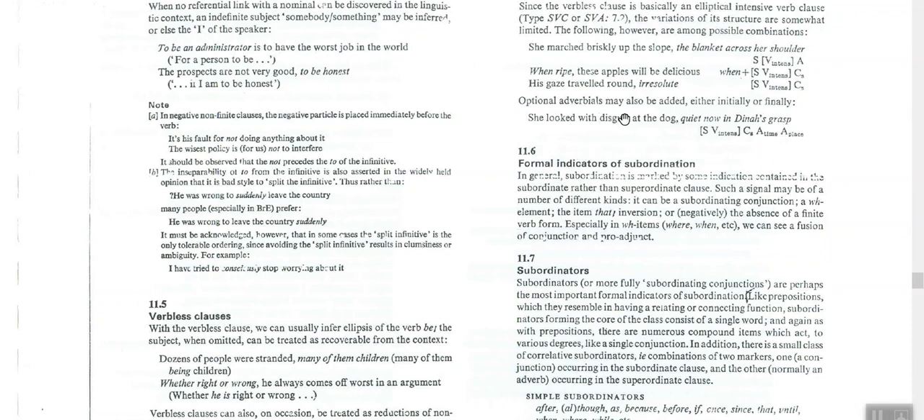Here we have optional adverbials. We can add them initially, finally. It's easy, you know this. She looked with disgust at the dog, quiet now in Dina's grasp. You see, quiet. We don't have here a subject, and we don't have here what? Verb. No subject, no verb. She looked with disgust at the dog. She was quiet, or she is quiet now. She is quiet now in Dina's grasp.